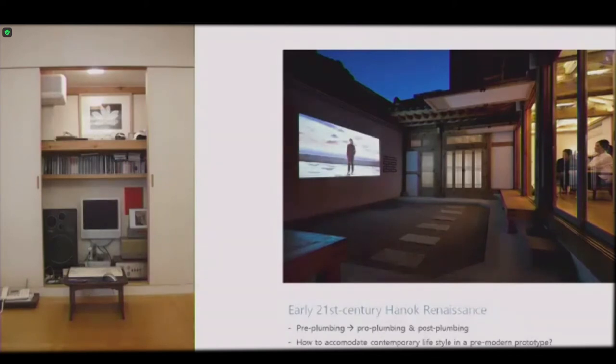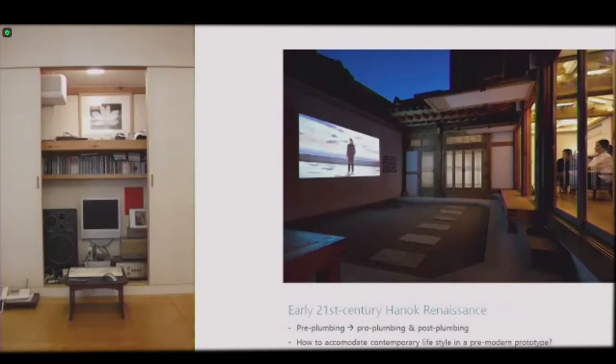So the whole mission of Hanok Renaissance can be turned into a single mission statement. How to accommodate contemporary lifestyle in an essentially pre-modern prototype. And that's exactly what I have been doing and what I have been trying to contribute to.